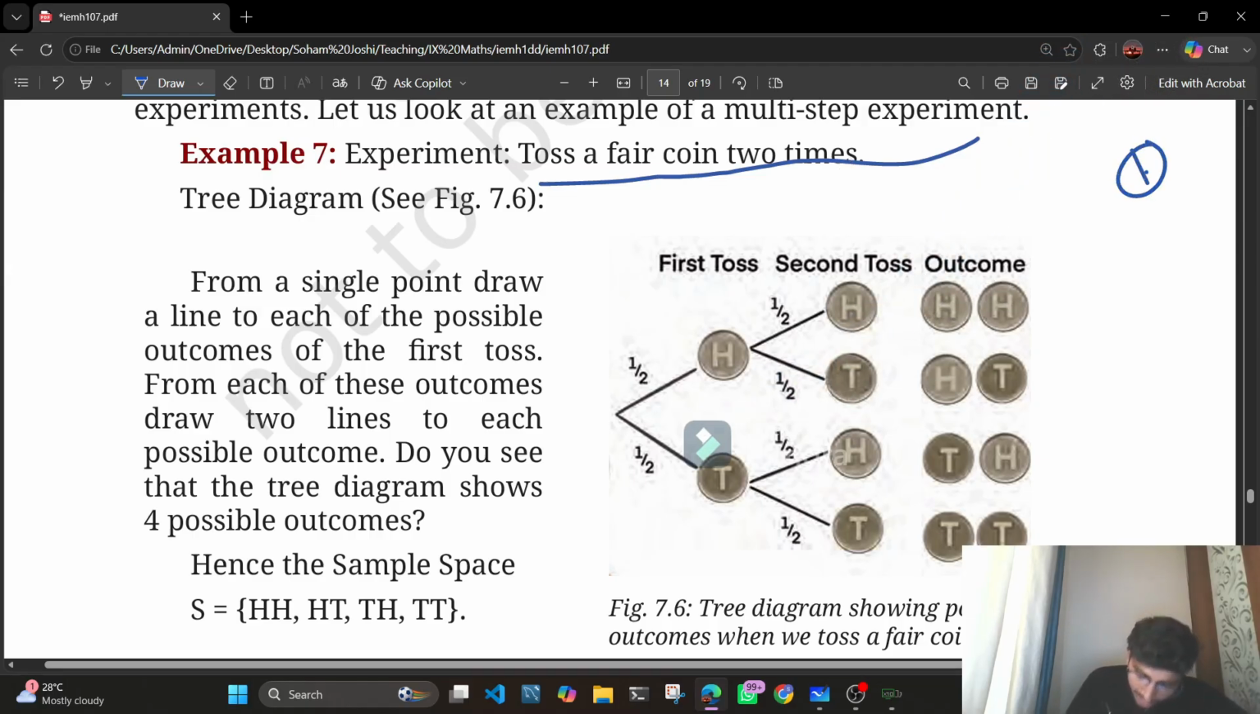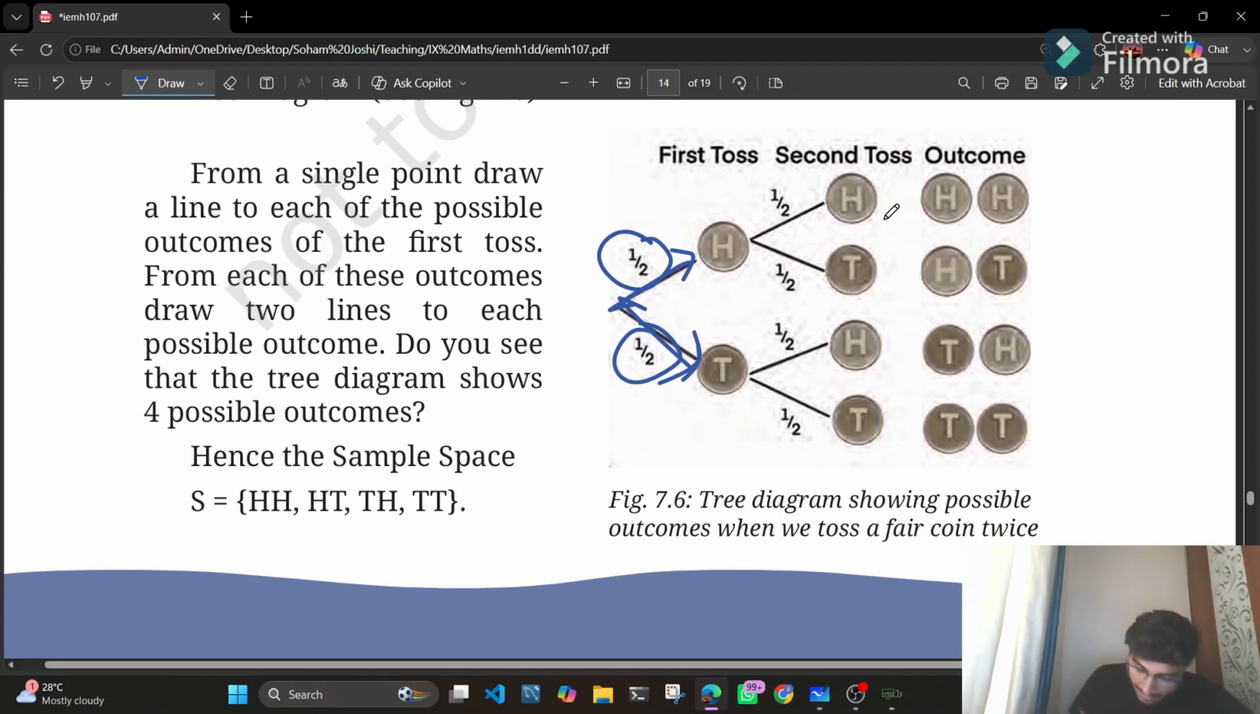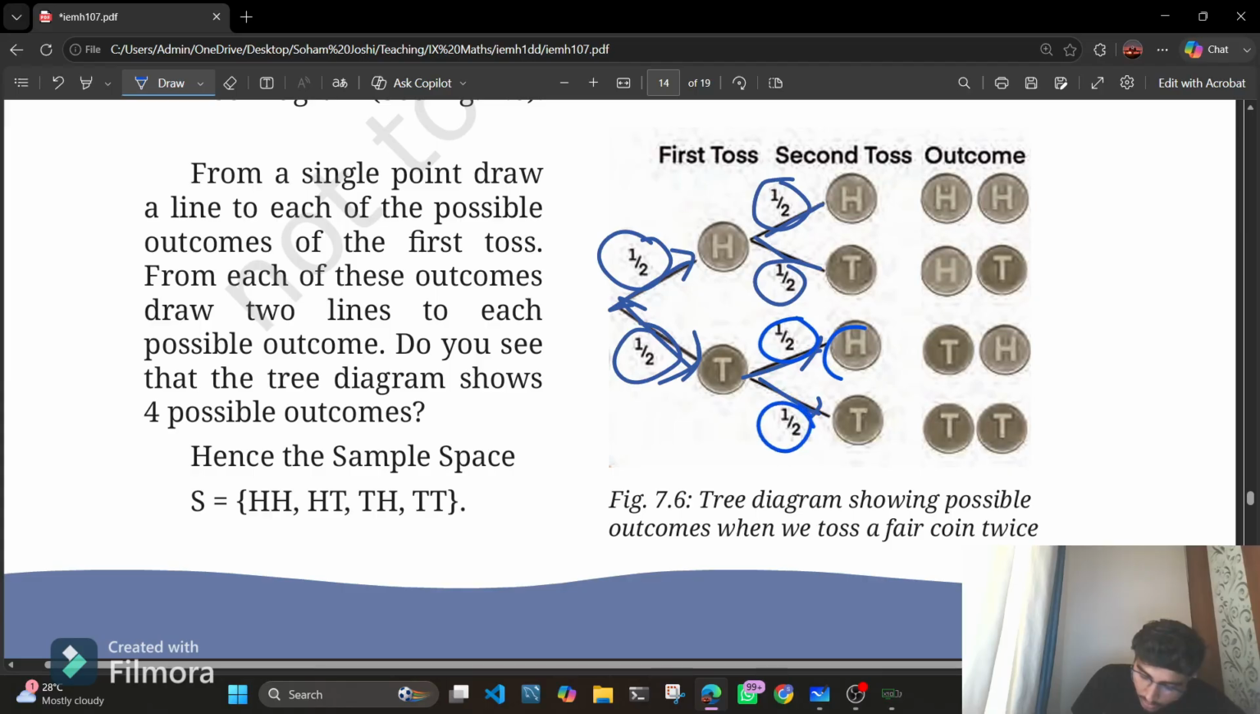So first we have the coin. We have tossed the coin. So either I could get a head or I could get a tail. For both cases, the probability is 1/2, which is written over here. Now for the first case, let's assume I have got a head. Now I'll toss it again. Again, I could get a head or I could get a tail. So again, the probability is 1/2, 1/2. And for the second assumption, if I've got tails in the first toss, and I toss it a second time, then either I could get a head or a tail. Again, the probability is 1/2, 1/2.